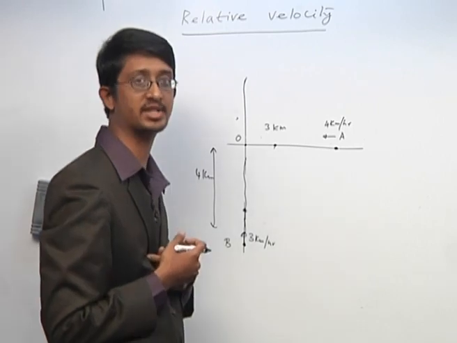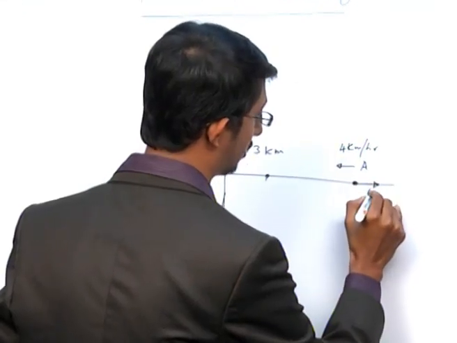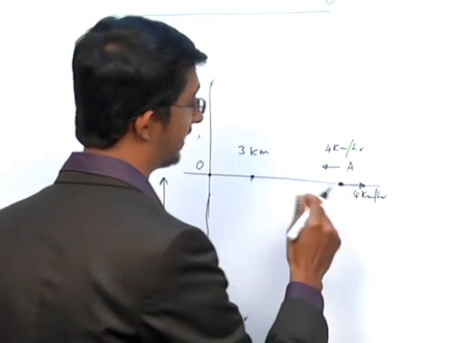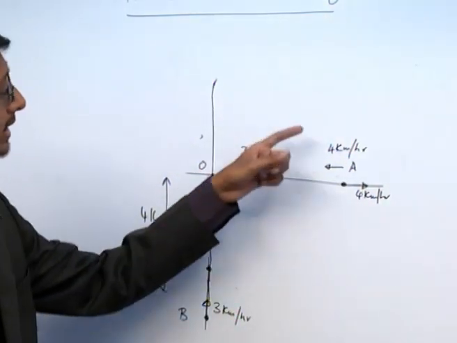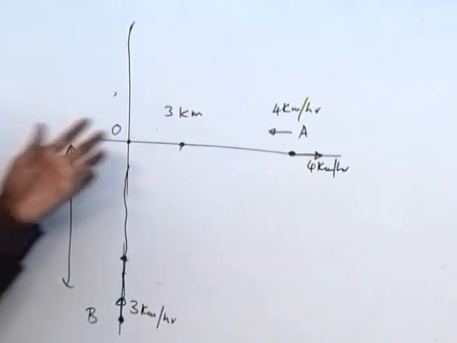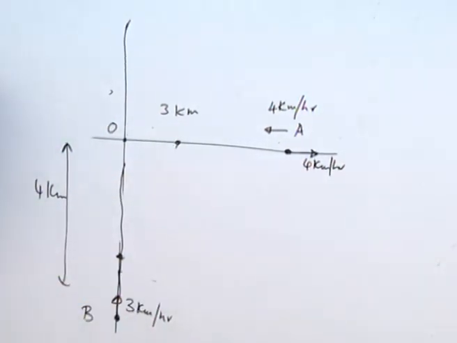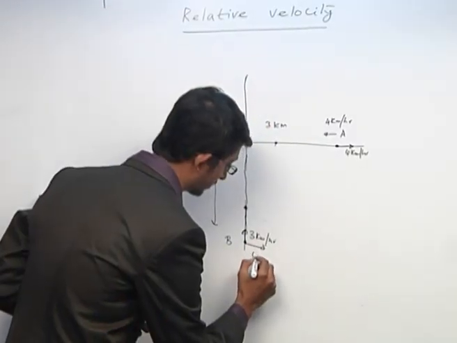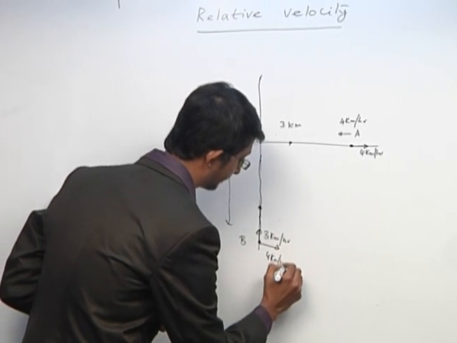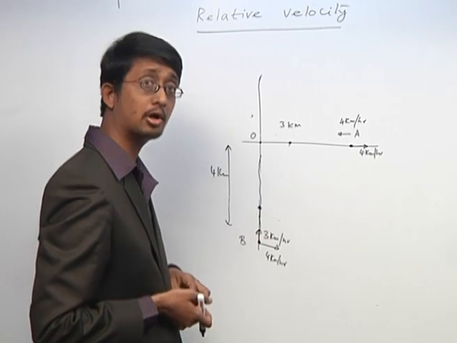First we must bring A to rest. How? By adding a negative velocity of 4 km per hour to A. If I add a negative 4 to an already existing 4, A will be at rest. But this negative velocity is to be added to every object in the universe, even the roads and the person B. So I add this negative 4 to B also. So effectively now A is at rest and B is now not moving with 3.